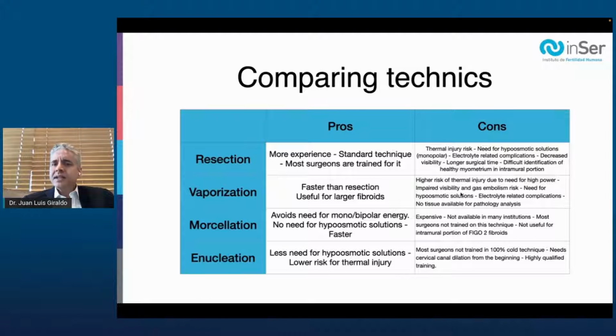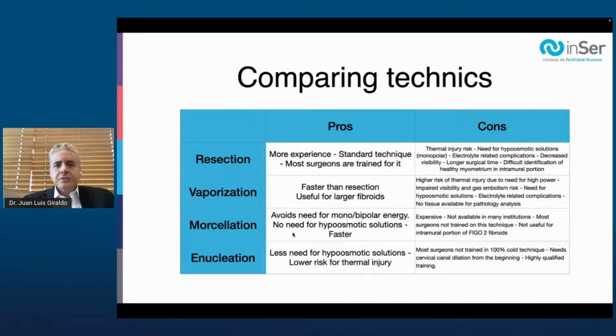There's impaired visibility because of the bubbles that are produced, and there's a possibility of gas embolism. There's risk of gas embolism, so that's a con. You also need hyposmotic solutions with all the related complications, like electrolyte-related complications. And there's no tissue available for pathology analysis.